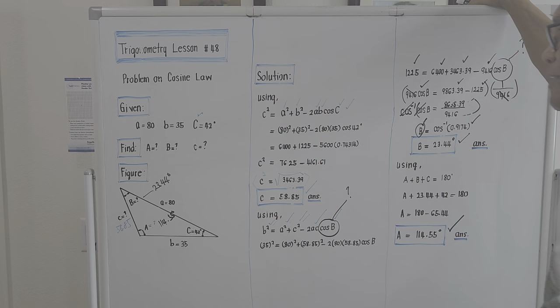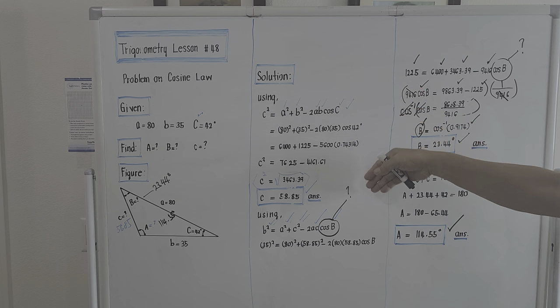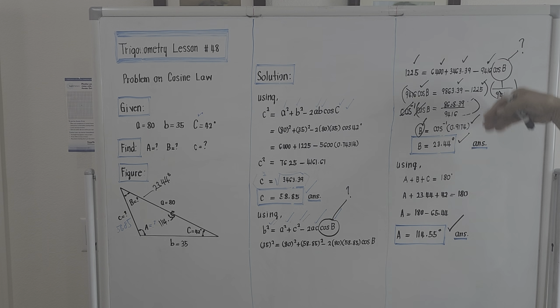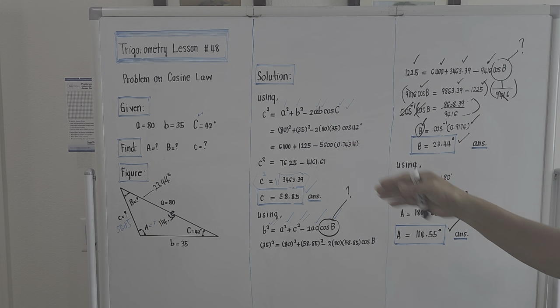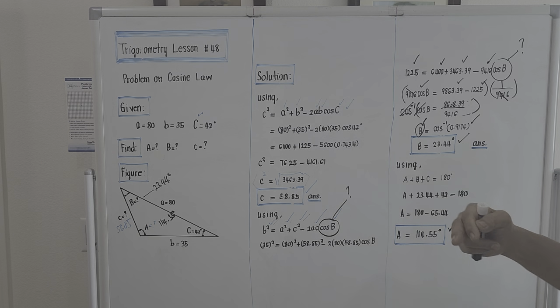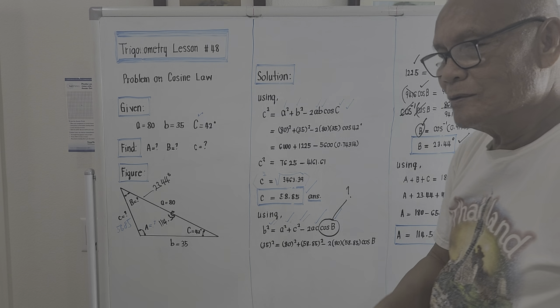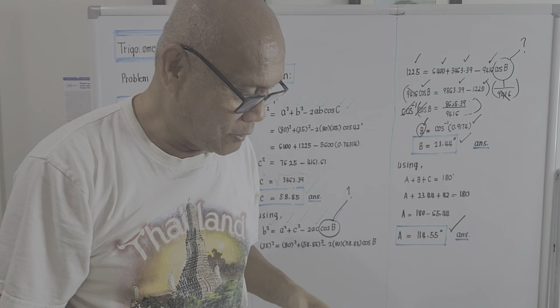So we now know angle A, we now know angle B, we now know side C. And the concept of the solution is by using cosine law. The first one is by using cosine law. The second one is still by using cosine law. And the computation of the angle is just by using the concept that A plus B plus C is equal to 180. This will be a good illustrative example of the concept of cosine law.